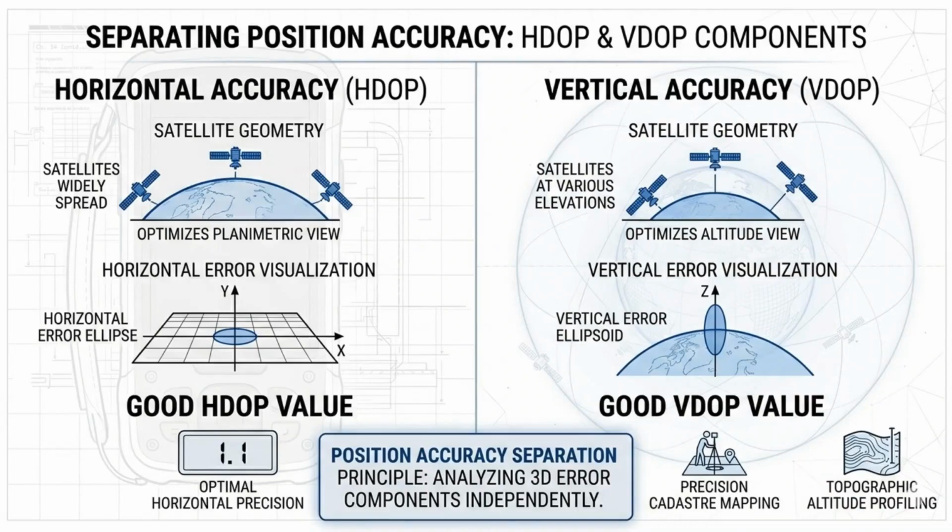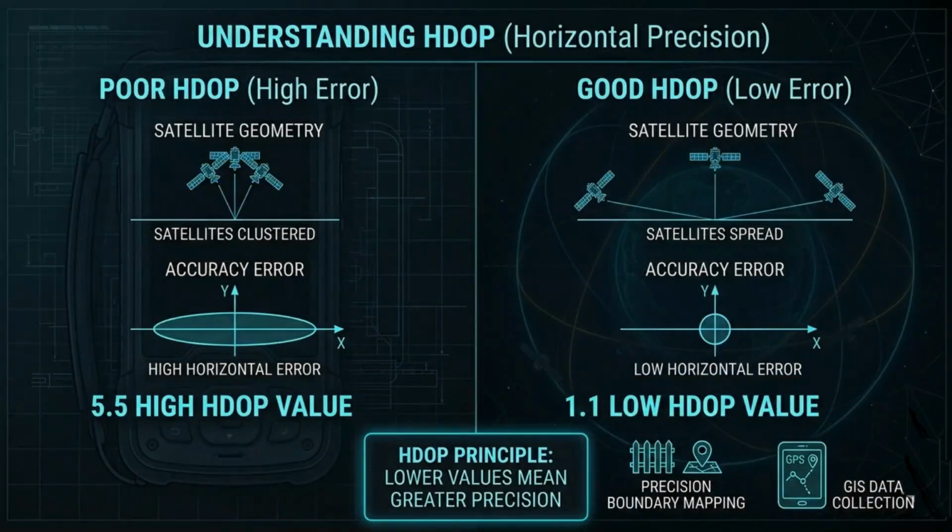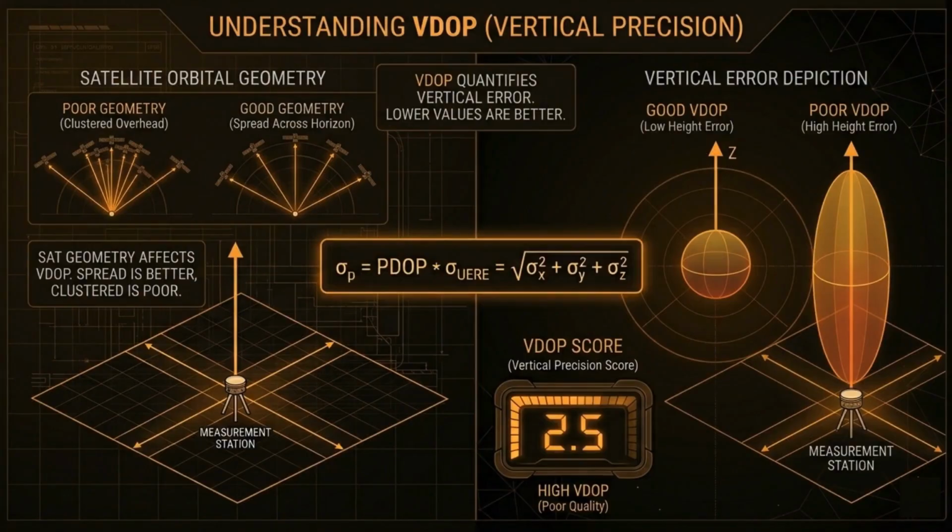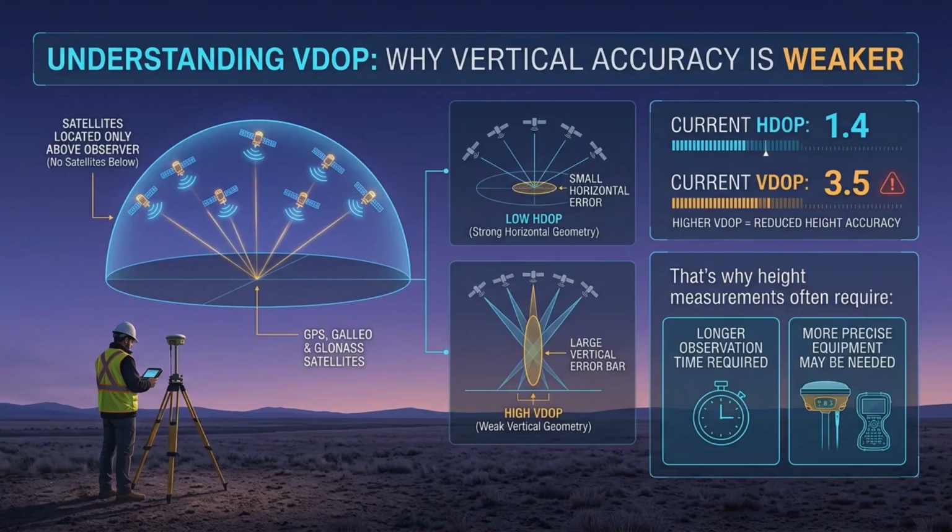Now let's separate position accuracy into horizontal, HDOP, and vertical, VDOP components. HDOP, Horizontal Dilution of Precision, affects latitude and longitude accuracy. This is especially important in cadastral surveying, GIS mapping, and topographic surveys. VDOP, Vertical Dilution of Precision, affects height accuracy. And as most of you already know from field experience, vertical accuracy is usually weaker than horizontal accuracy.